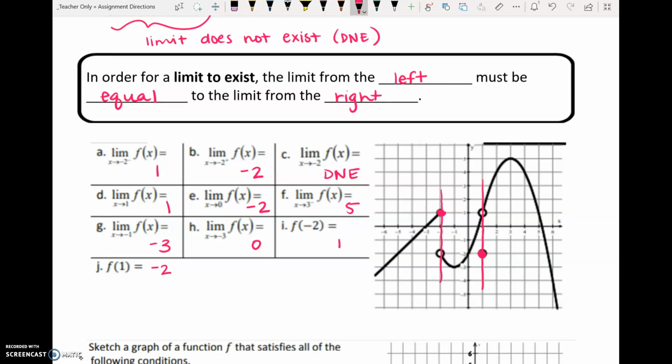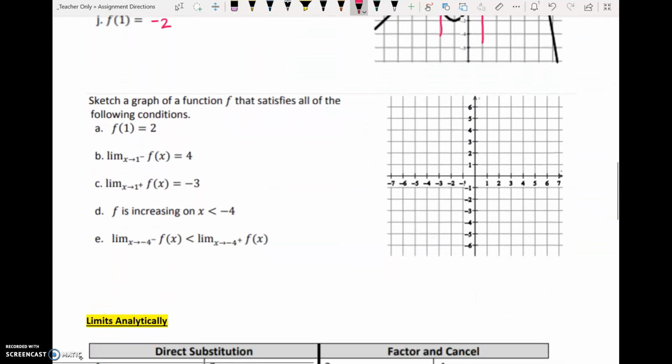All right, so then we're going to sketch a graph of a function that satisfies all of these different conditions. F of 1 is equal to 2, so I'm going to go to the x value of 1, and I know that there's going to be a closed dot at 2. The limit as x approaches 1 from the left is equal to 4, so I'm going to go to the x value of 1 and the y value of 4, and I know that's going to be open because I already have a closed point at 1. And I know that we're talking about what's happening as I come from the left, and I'm going to come back to that in a second.